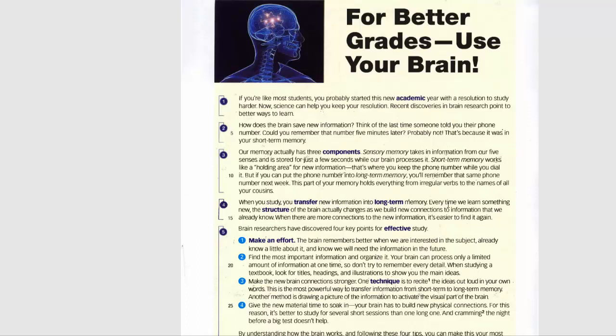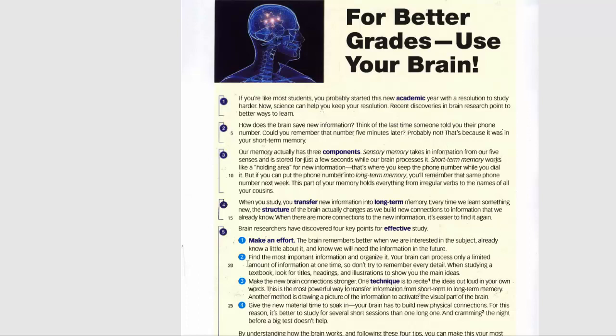Every time we learn something new, the structure of the brain actually changes as we build new connections to information that we already know. When there are more connections to the new information, it is easier to find it again. Brain researchers have discovered 4 key points for effective study. Number 1, make an effort. The brain remembers better when we are interested in the subject, already know a little about it, and know we will need the information in the future.